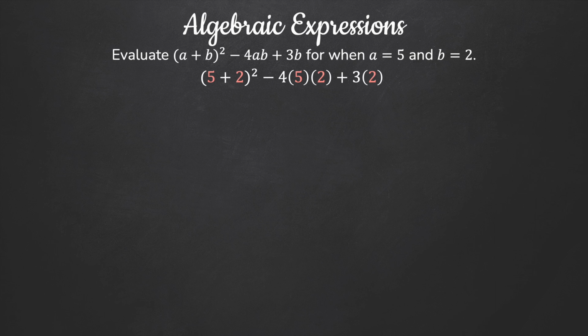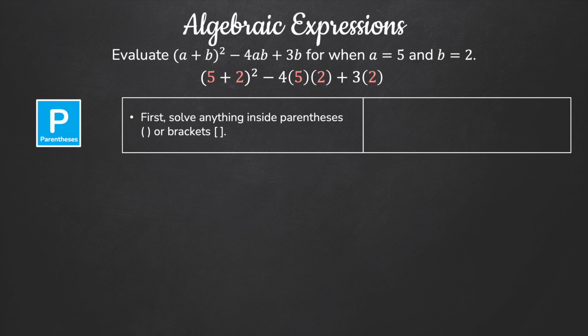So now I have (5 + 2)² − 4 times 5 times 2 + 3 times 2. And we're going to use order of operations to help us evaluate this expression. To get us started, we're going to look for parentheses. So first, we're going to solve anything inside of parentheses or brackets.